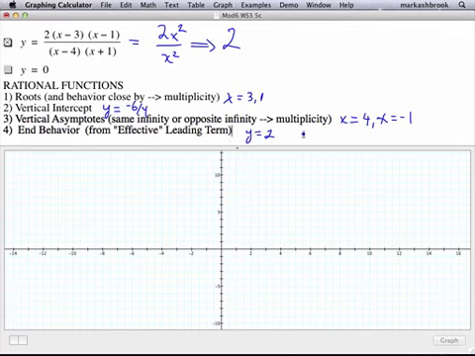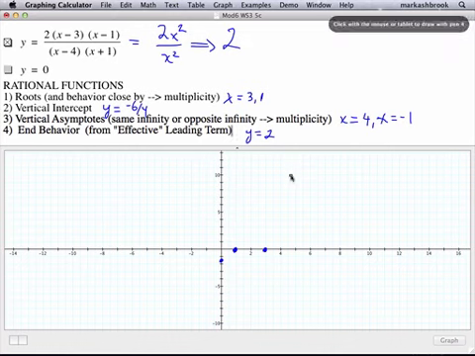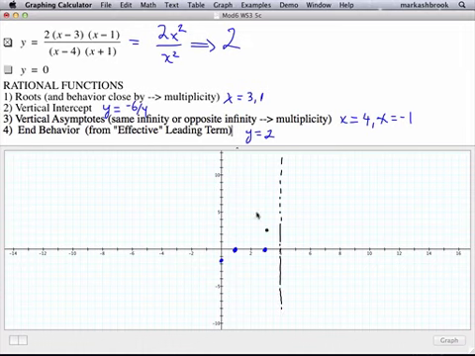So roots, 3 and 1. We good? Okay, y-intercept, negative 3/2, that's negative 1.5. Good? Okay, vertical asymptotes, 4 and negative 1. That's 4 and negative 1. Last, effective leading term is y equals 2.